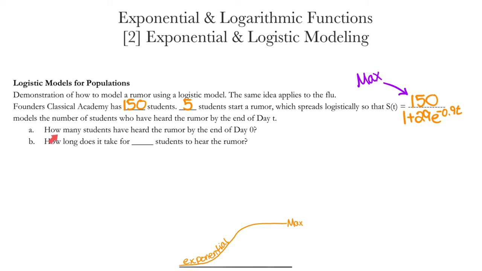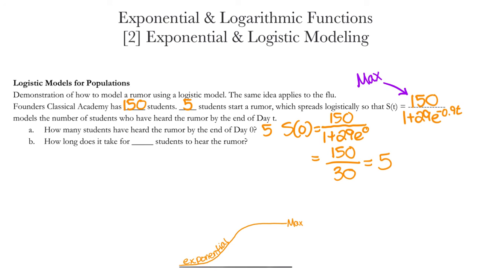So, how many students have heard the rumor by the end of day 0? Well, we already know that it's 5, but let me show you how we could plug in 0 and get 5. Plugging in 0 for t, we get e to the 0, which is 1. 29 times 1 is 29, and if we add that to 1 in the denominator, you get 30. 150 divided by 30 is 5.